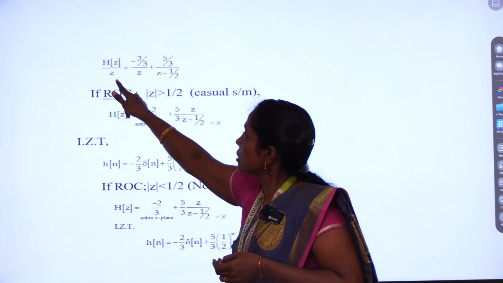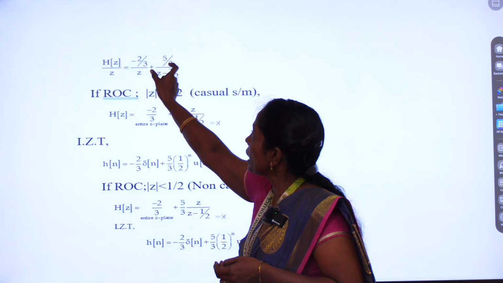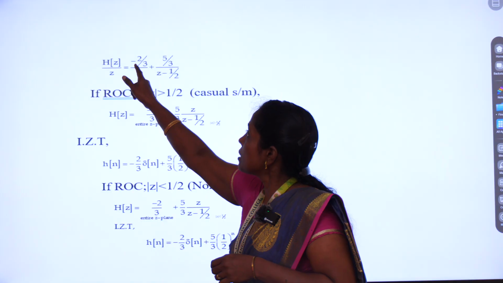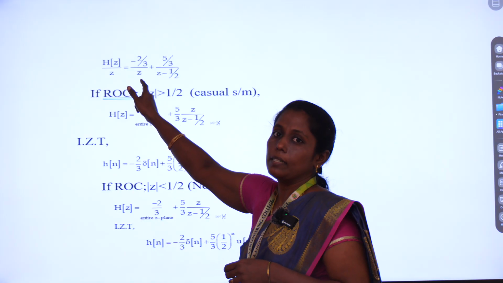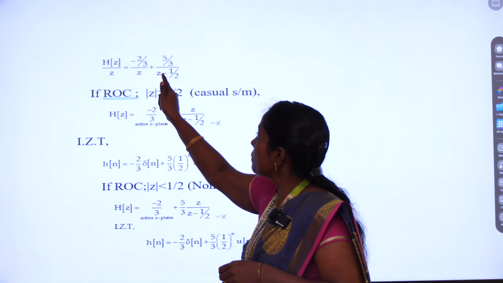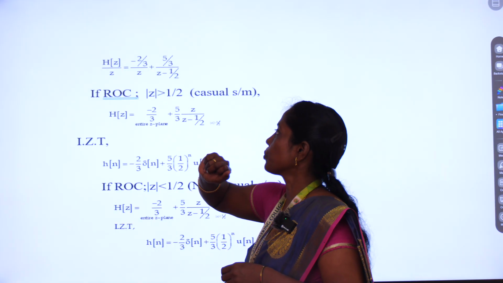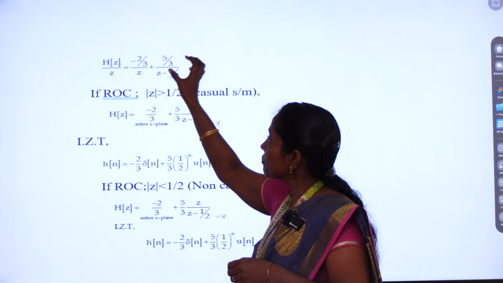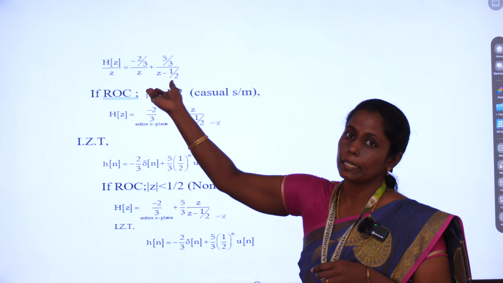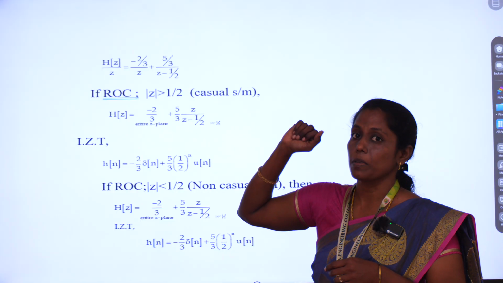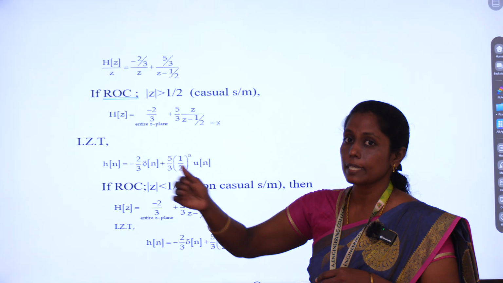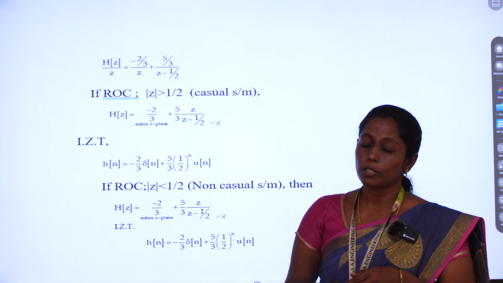So when you bring this denominator term to the numerator of these two functions, what will you get? This Z and Z get cancelled, and in the next term we have Z divided by Z minus 1 by 2. Okay, so now after changing this expression, we have to apply the inverse Z transform. So first we have to check the region of convergence, and then let us apply the inverse Z transform.